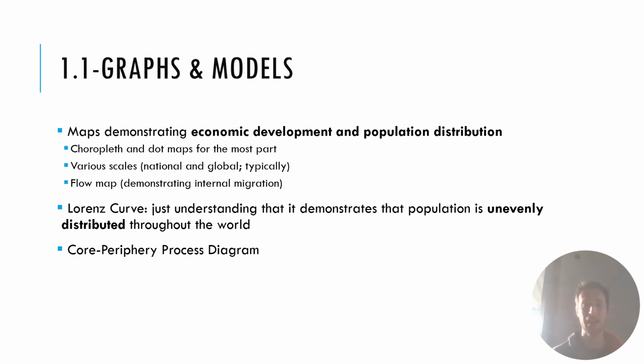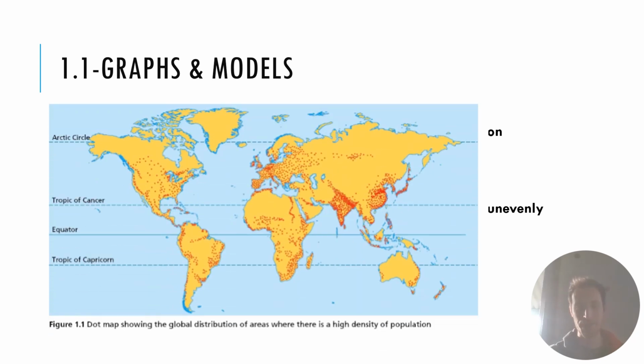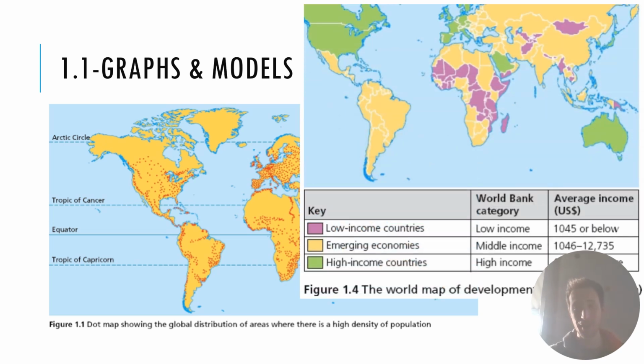In this case, we're looking at how unevenly distributed population is throughout the world, especially at a global scale or even a regional scale. And then the core periphery process diagram, just looking at the backflows of how you see the development of core and peripheral areas over time. So here's some examples of those. This is an example of a dot map showing population distribution at a global scale. Economic development at a global scale, looking at low income, emerging economies, and high income countries, and then showing what the average income needs to be in order to be qualified in those areas.